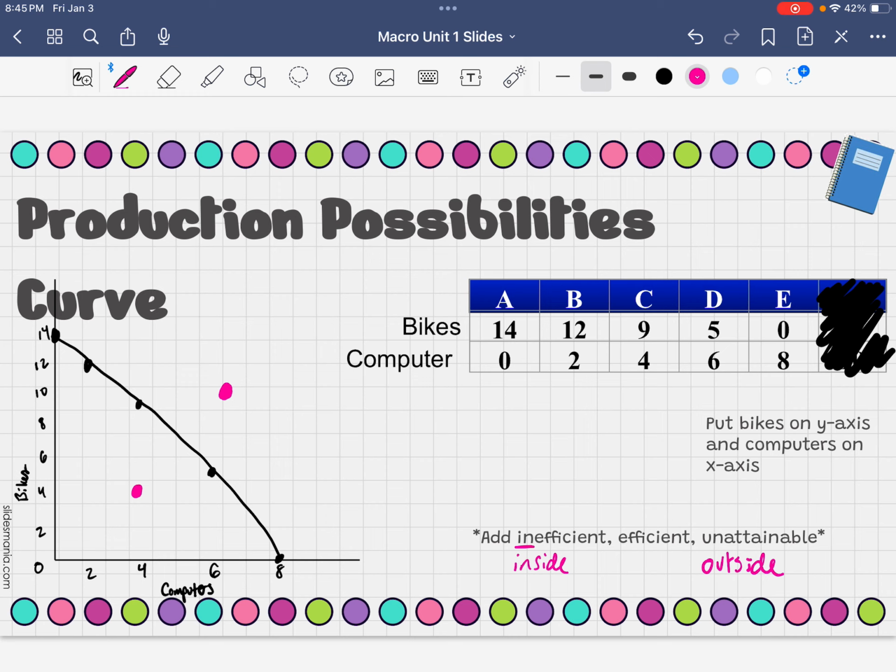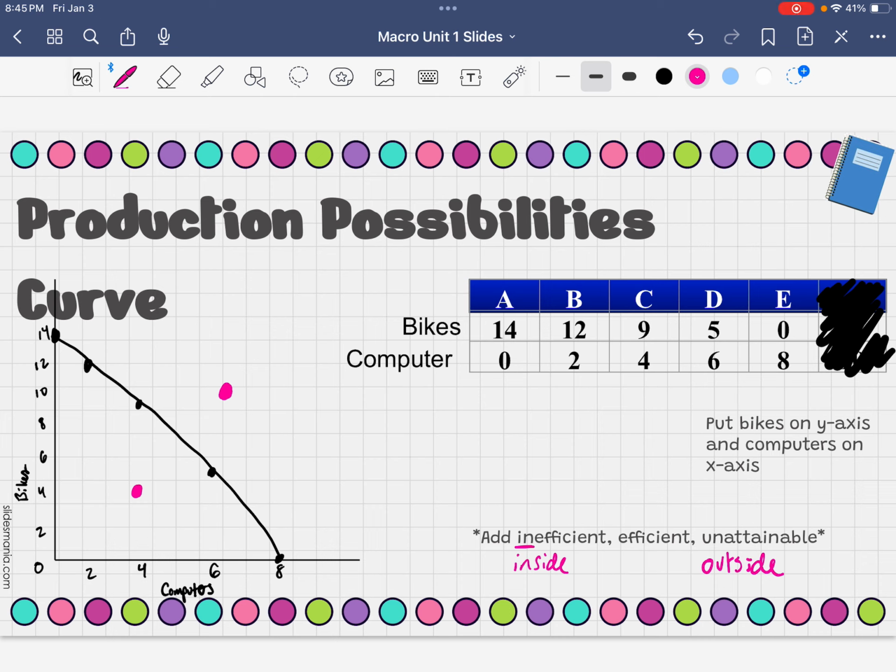So here's where things get a little sticky in economics. What if we decide to make more of one thing and less of the other? And that is what we call opportunity cost. Opportunity cost is the cost of giving up the next best option. So opportunity cost equals opportunity lost. You chose to make computers, you lose out on a number of bikes. You choose to make bikes, you lose out on a number of computers.